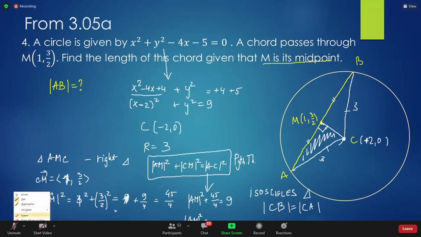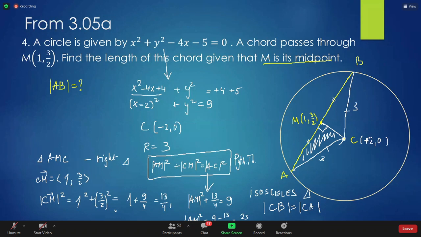This is different, and this will be different. Okay. And this is 1, and this is 1. This is 1. So this is 4 plus 9. This is 13 over 4. So this is 9 minus 13 over 4. 36 minus 13 is 23 over 4.